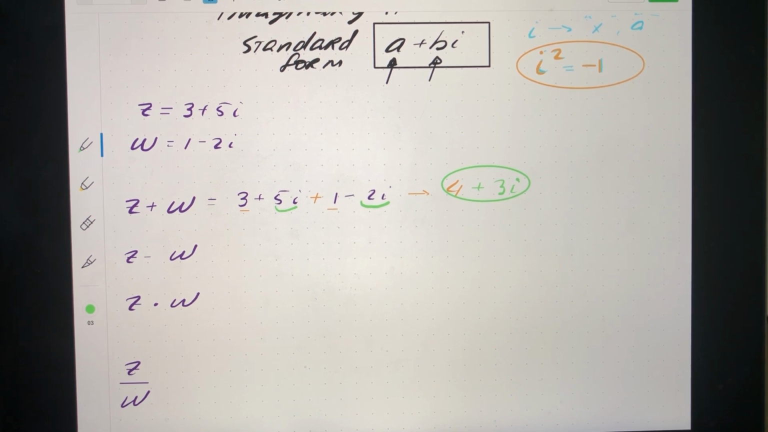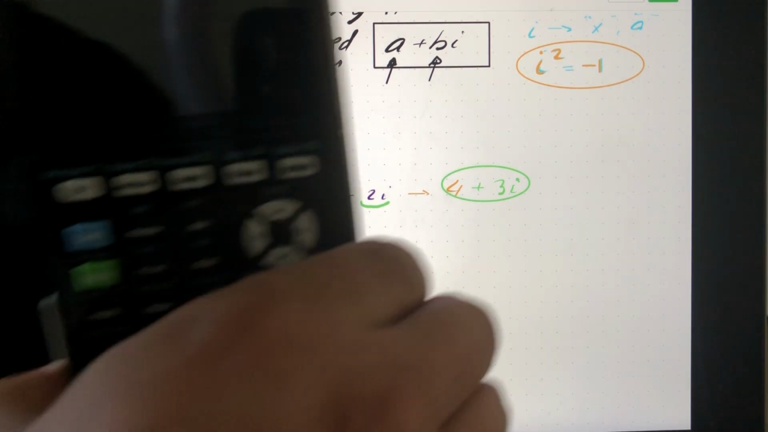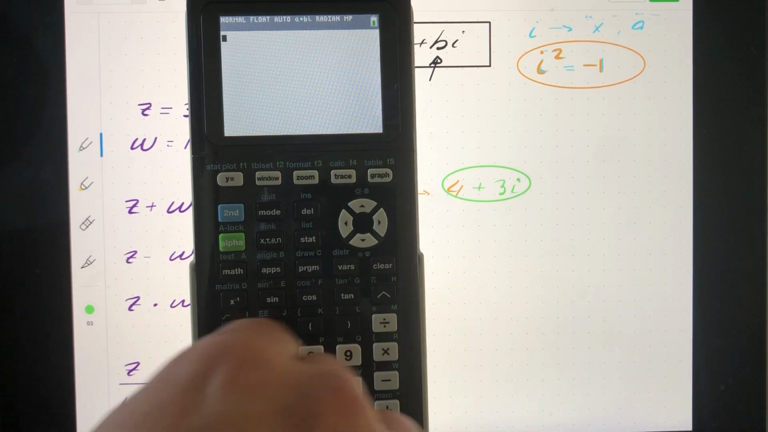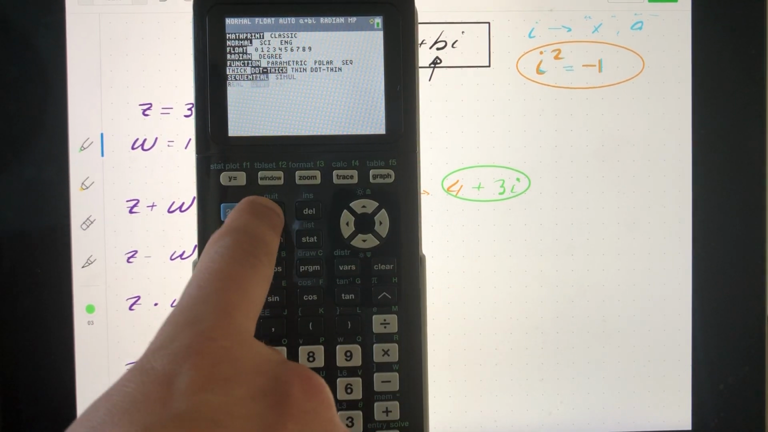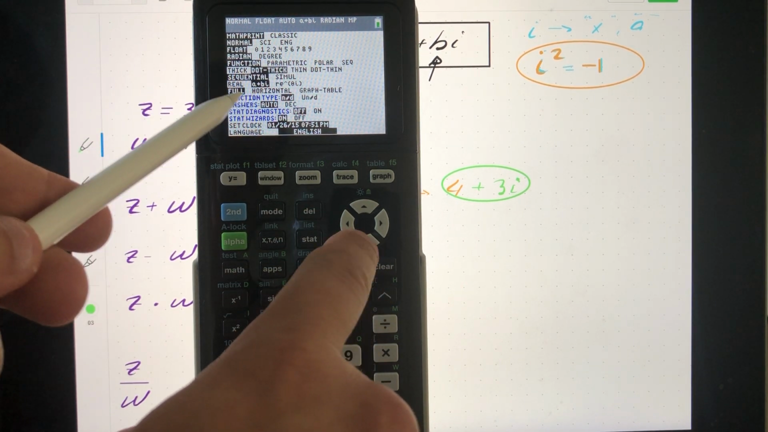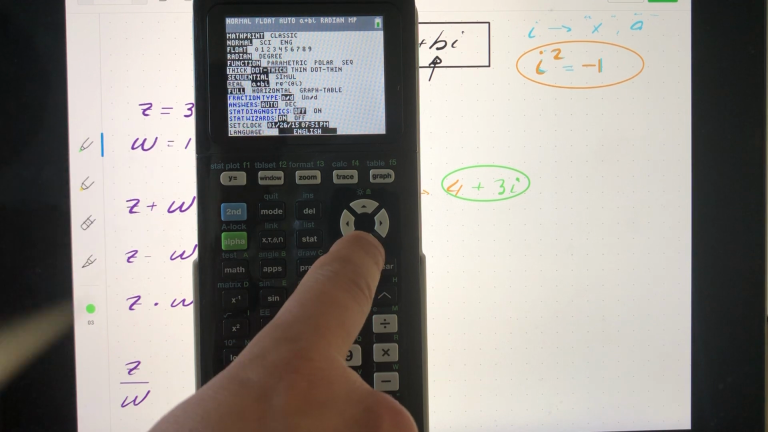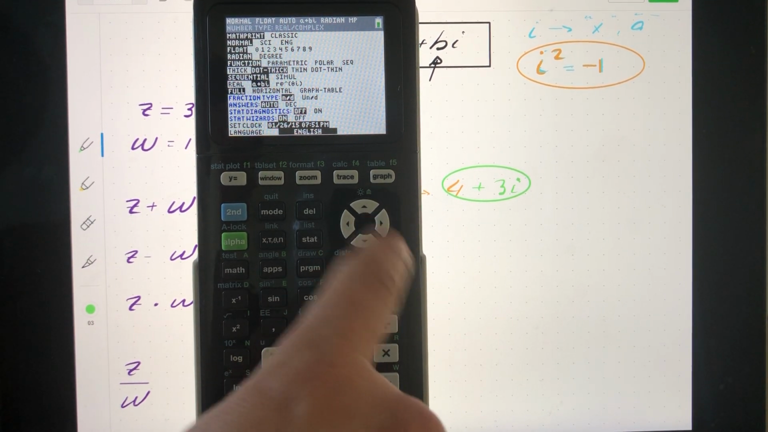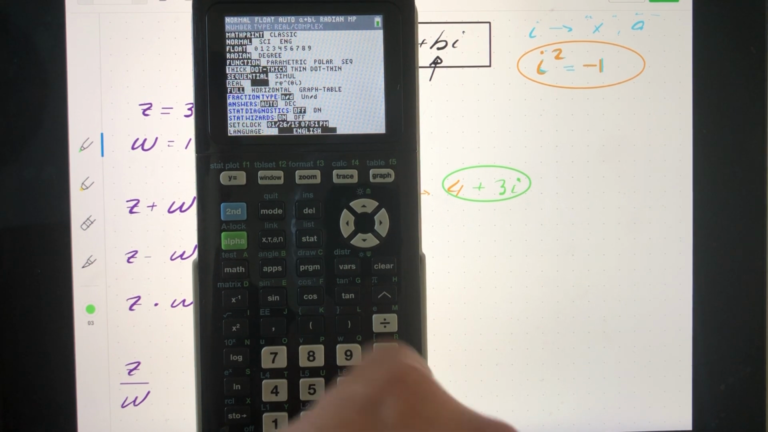Now we can also do this with a calculator. Here, when we do the work, we have to change the mode. The mode has to be the a plus bi mode. So if it's in real mode, it won't work. It has to be the way this calculator is set here. It must be in the a plus bi mode.